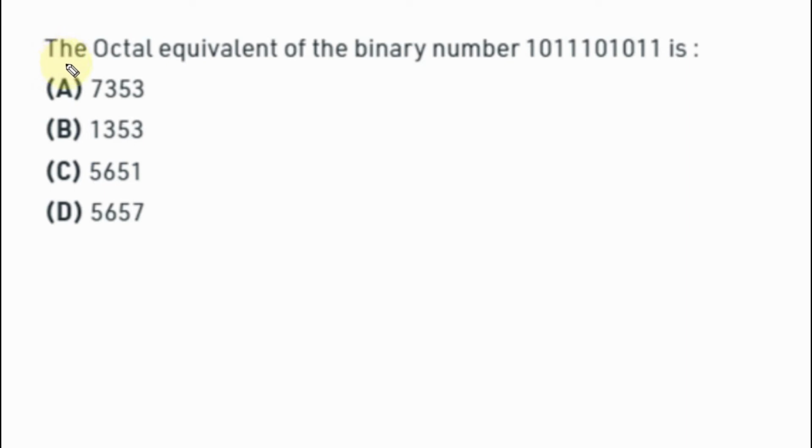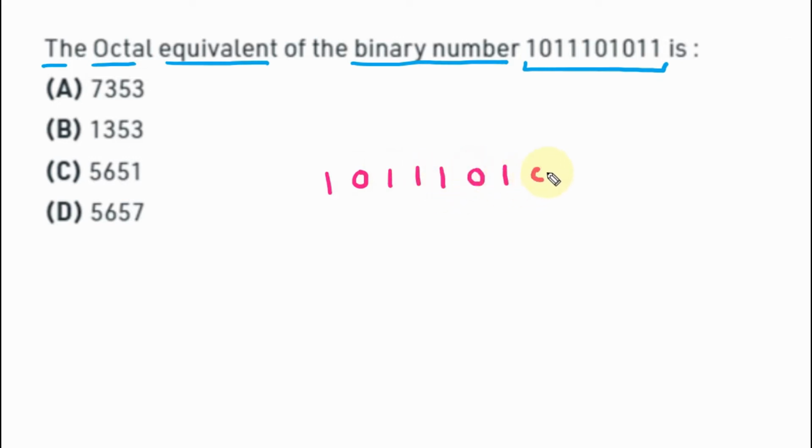This is the question from number system. The octal equivalent of the binary number. So here we are given with the binary number. First of all, we are going to write this binary number, which is 1 0 1 1 1 0 1 0 1 1. This binary number we want to convert to the octal number.